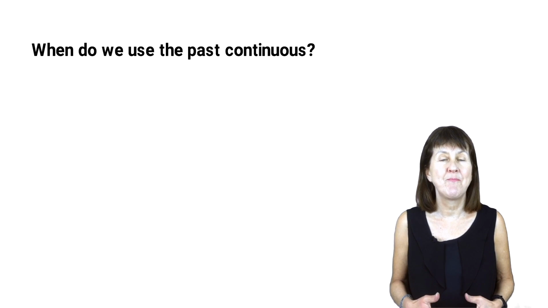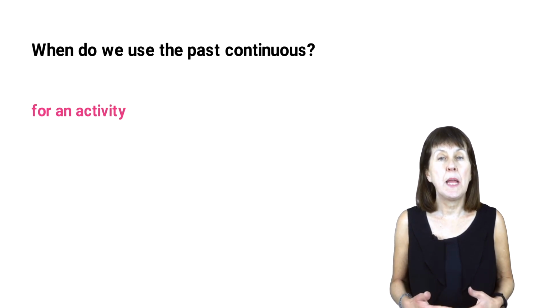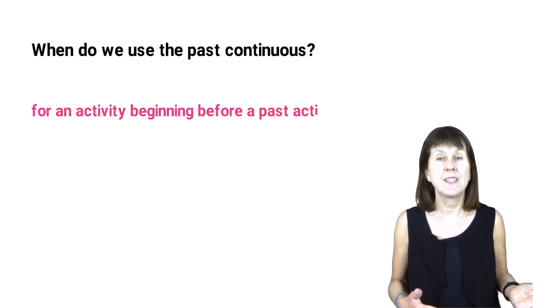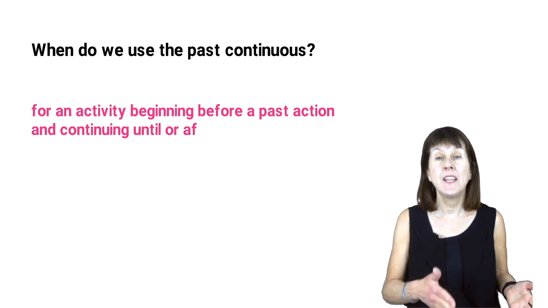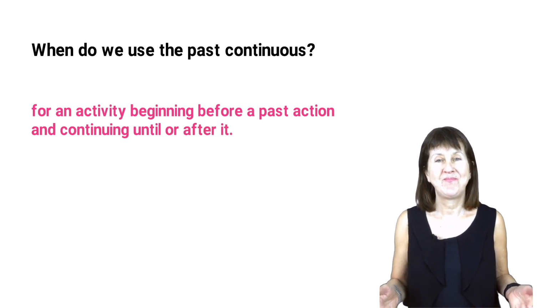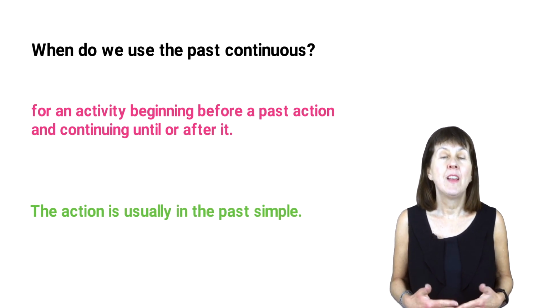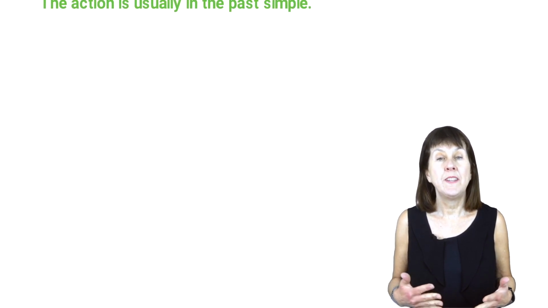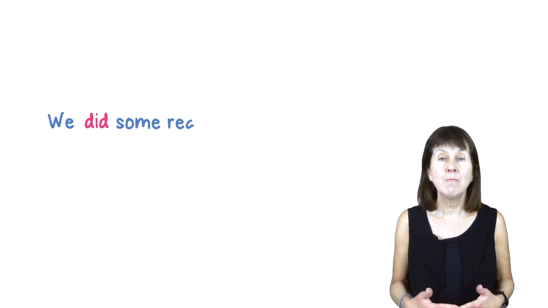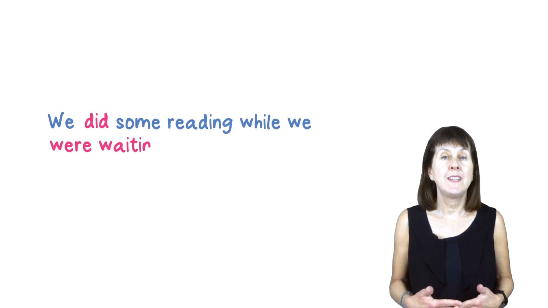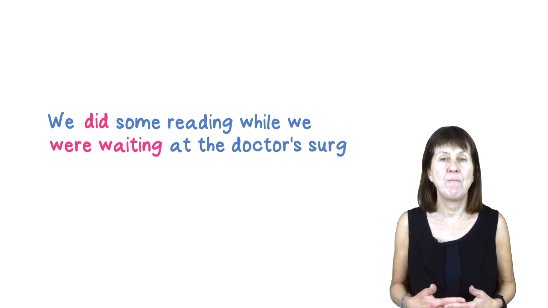So moving on, when do we use the past continuous? Firstly, for an activity beginning before a past action and continuing until or after it. The action is usually in the past simple. For example, we did some reading while we were waiting at the doctor's surgery.